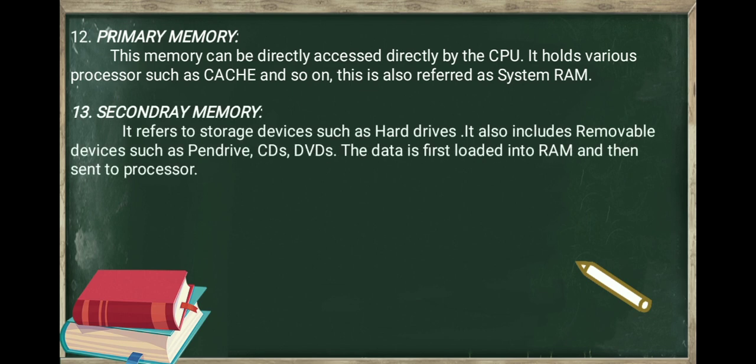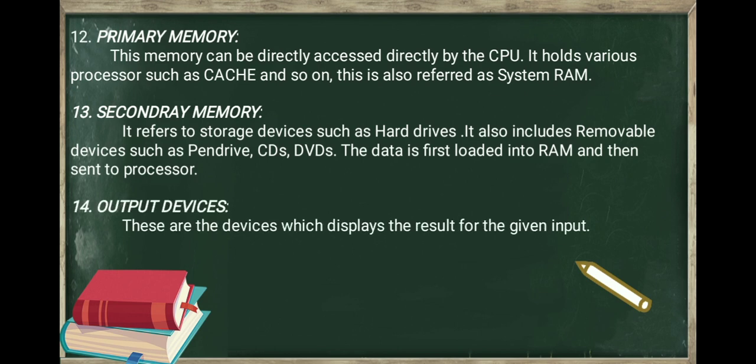Secondary memory. It refers to storage devices such as hard drives. It also includes removable devices such as pen drives, CDs, DVDs. The data is first loaded into RAM and then sent to processor.